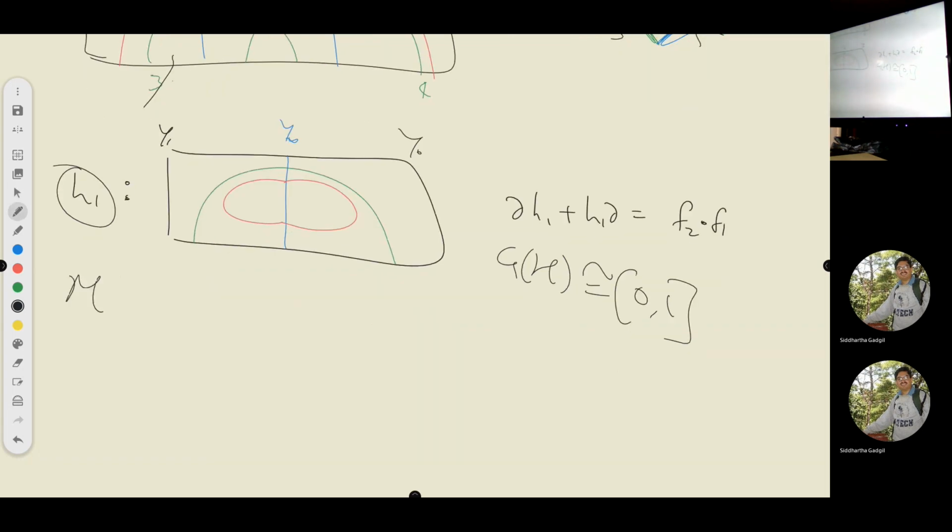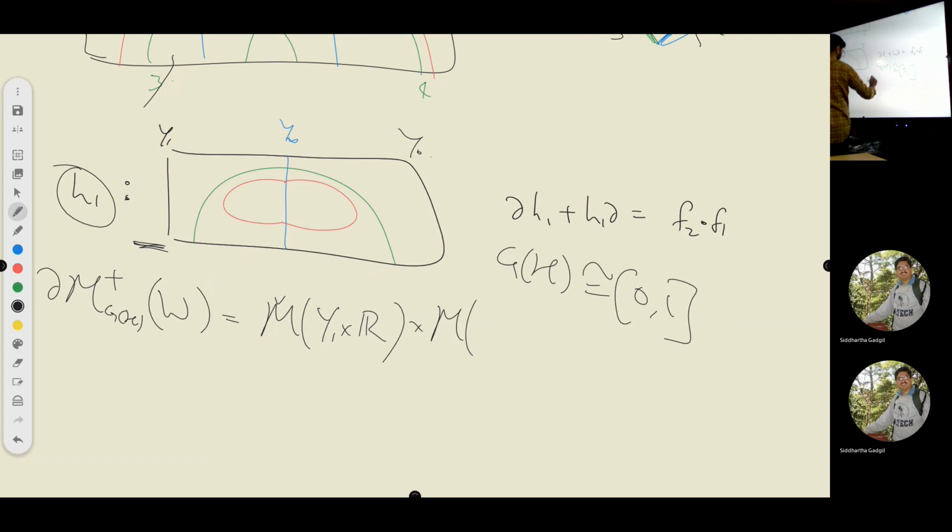The boundary of your compactification of the parameterized moduli space of this 4-manifold W is going to be, so there's one component which is just breaking off along Y1. So I call this Y1 cross R cross the moduli space of W with the space of metrics, that's one component. The other component is you break along the right side, along Y0. So again, you have your space of metrics, W, and then you get solutions on Y0 cross R.